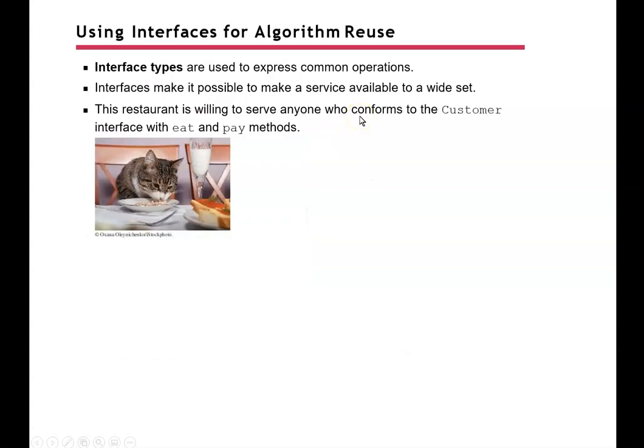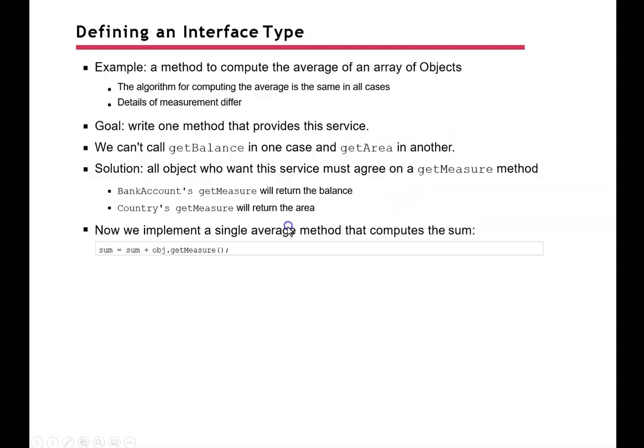Interface types are used to express common operations. Interfaces make it possible to make a service available to a wider set. This restaurant is willing to serve anyone who conforms to the customer interface with eat and pay methods, for example. So basically, it's a set of common methods that you can implement on a class, and it gives you a way to refer to any object that implements those methods.